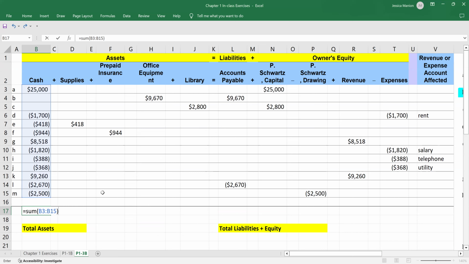Right, there's our formula. Equals the sum. We started our parenthesis, grab that range, highlight over that range with your cursor, and then close the parenthesis. So 31,970. What is the check figure they give us? The check figure is like the total assets.